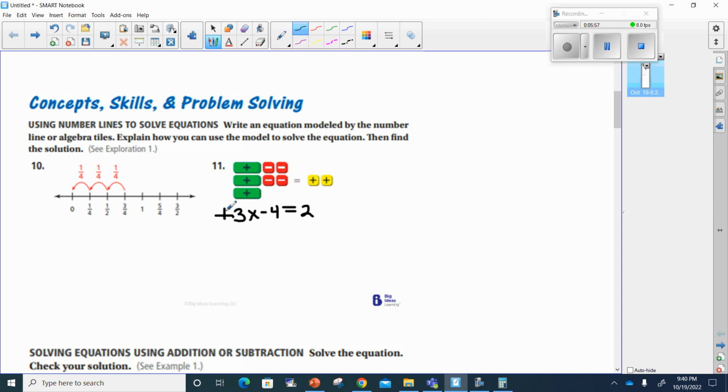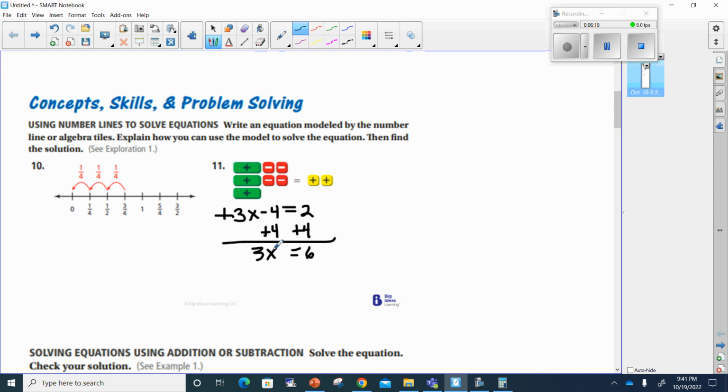Now, in order to solve this, I would go ahead and remember I want x by itself. So I'm going to add 4 to this side to get rid of the negative 4, which means I have to add 4 to this side. 2 plus 4 is 6. Now I have 3x equals 6.